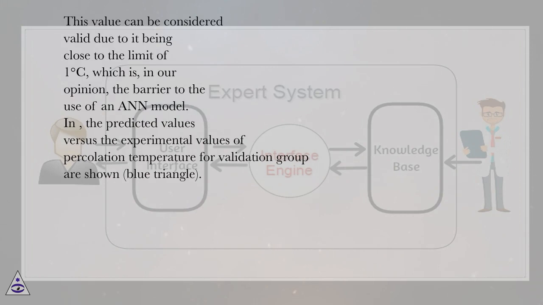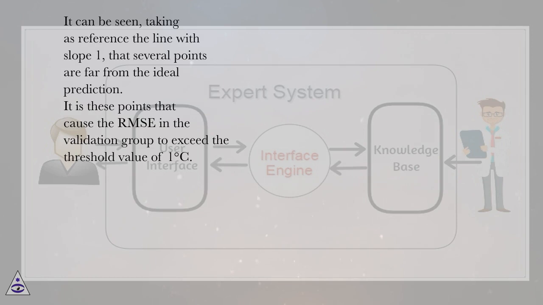In the figure, the predicted values versus the experimental values of percolation temperature for the validation group are shown, blue triangle. It can be seen, taking as reference the line with slope 1, that several points are far from the ideal prediction. It is these points that cause the RMSE in the validation group to exceed the threshold value of 1 degree Celsius.